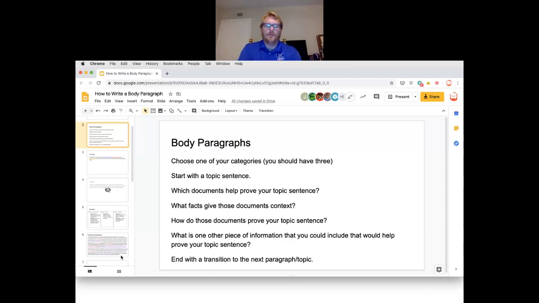And then pick your documents. You don't want to have a paragraph of four or five documents, especially if you only have four or five. All right. You want to have a paragraph that has two, at the max three. But you could have as little as one, right? Or zero if for some reason there's no document that supports maybe an outlier. But for the most part, you're probably going to have paragraphs that have about two documents per paragraph. Okay. Then think about the facts that surround those documents.